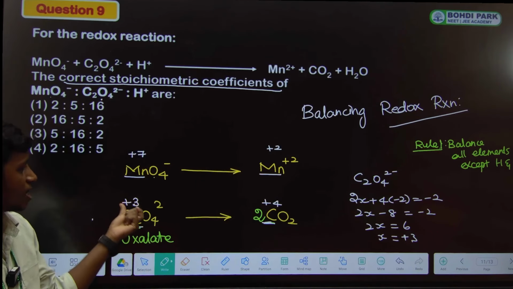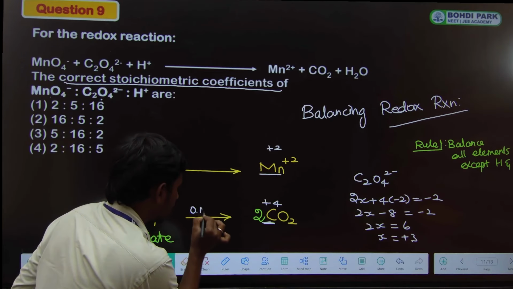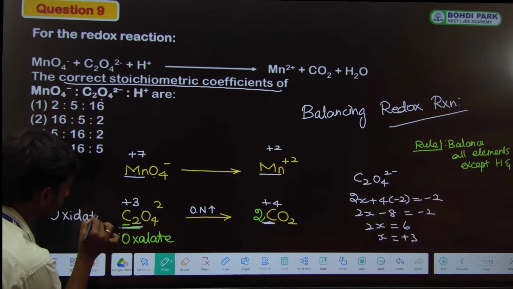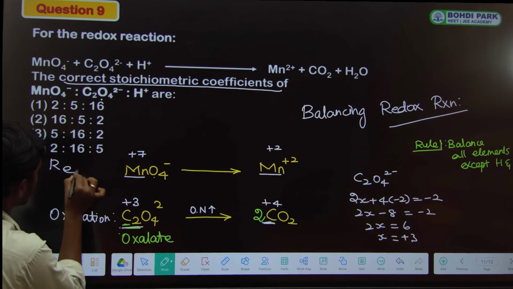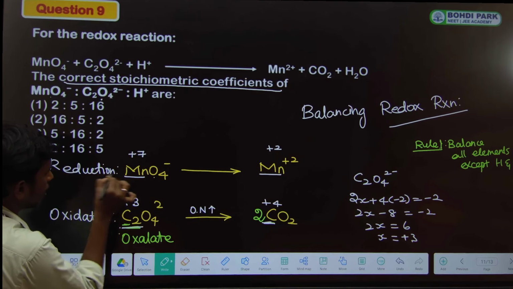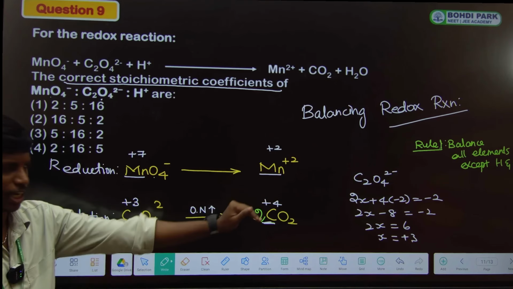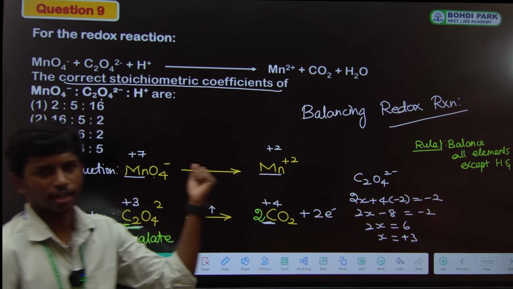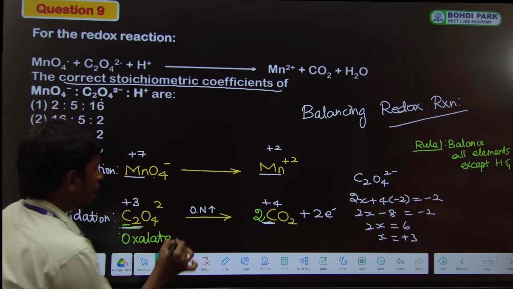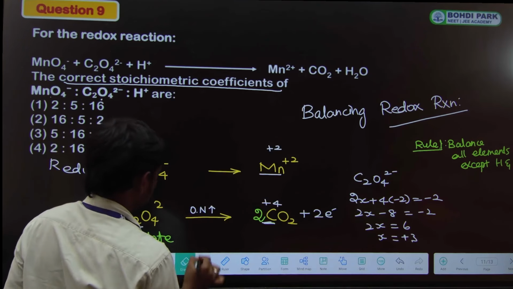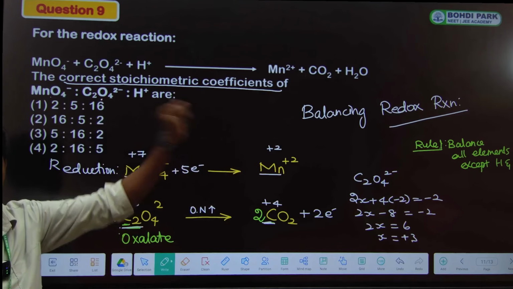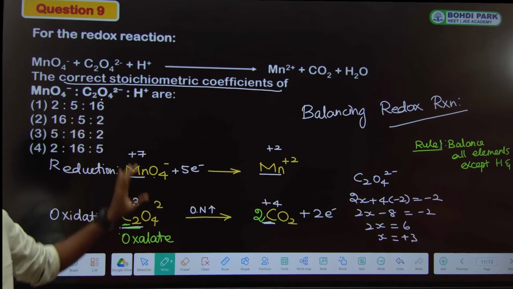But what has happened? The oxidation number has increased. When the oxidation number increases, it is called an oxidation reaction. The other is called a reduction reaction. How many electrons are involved? 2 electrons are lost. LEO, loss of electron is oxidation. And how many electrons are gained? 5 electrons are gained. From plus 7 to plus 2, 5 electrons are needed. Okay, this is the first step.